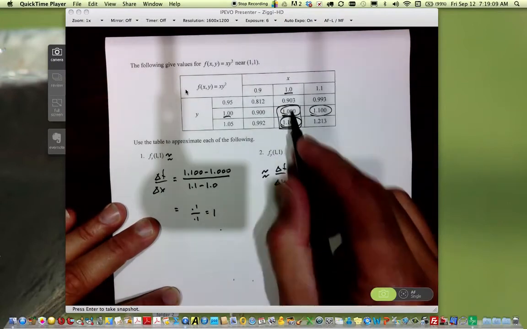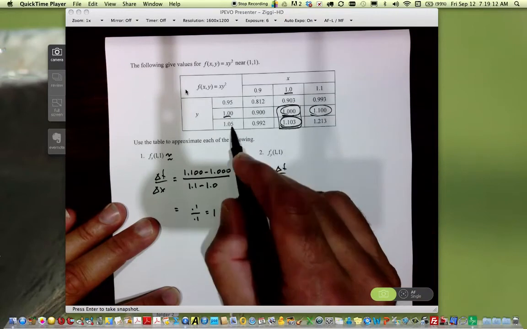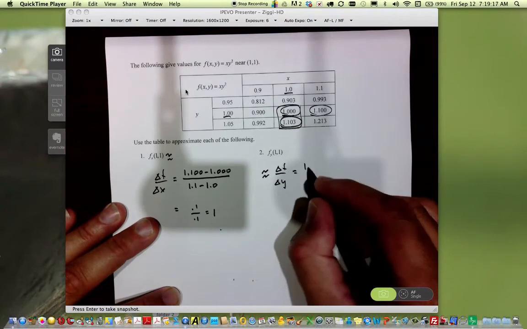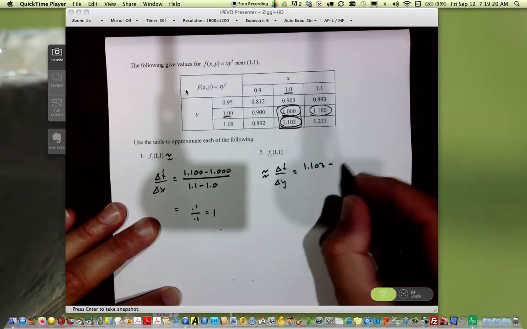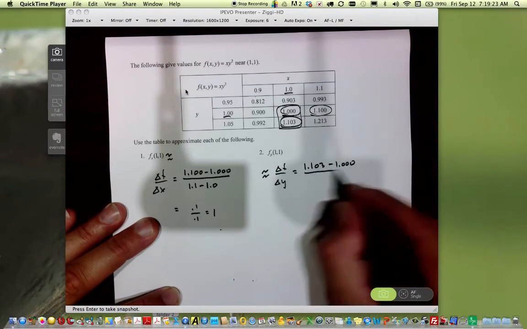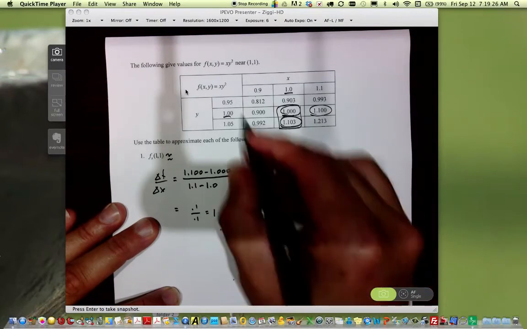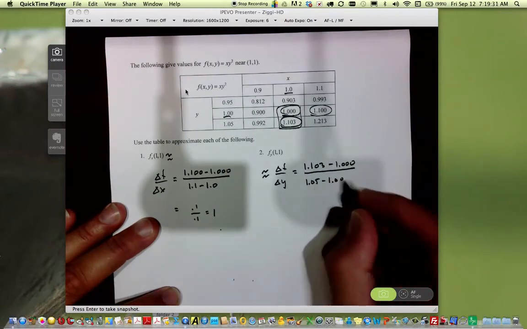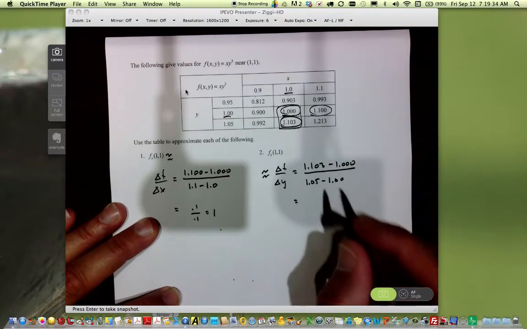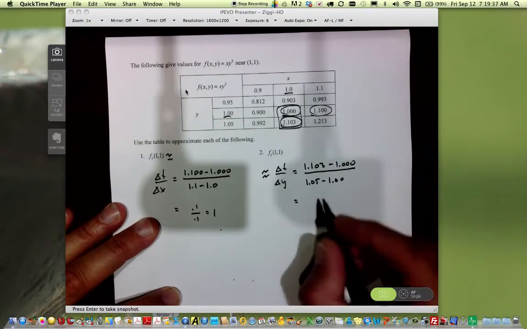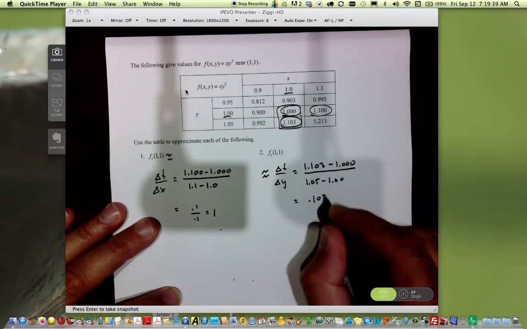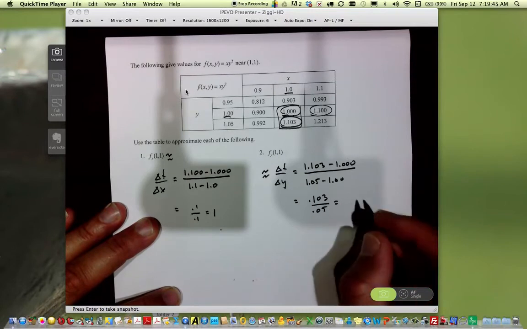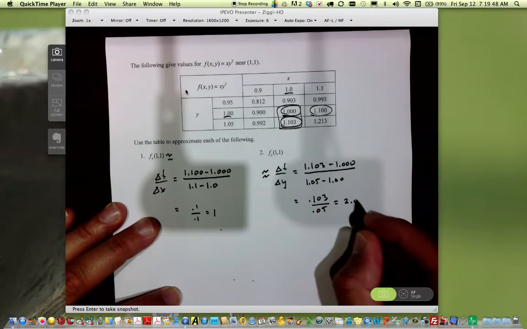So going from this point to this point, having y go from 1 to 1.05, the function is going to increase by 1.103 minus 1.000, divided by the change in the variable. Now we're talking about changing y. That's going to be 1.05 minus 1.00. So for this one, we're going to end up getting 0.103 in the numerator and 0.05 in the denominator, and when I divide that, I should get about 2.06.